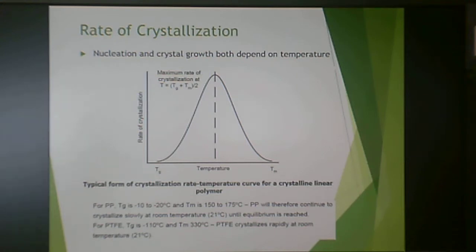So when you're looking at polypropylene, your Tg is -10, your Tm is 150. So if you have polypropylene, it's going to slowly crystallize at room temperature until you reach an equilibrium. Again, 21C is room temperature, and that is in between the Tg and the Tm. For Teflon, the Tg is -110 Celsius, and the Tm is 330 Celsius. So if it's at room temperature, in other words 21, it's going to very rapidly crystallize. So how far apart the Tg and Tm are also affects the rate of crystallization.